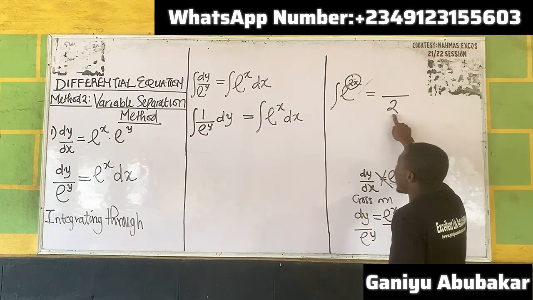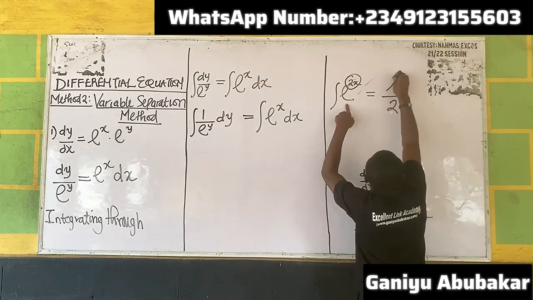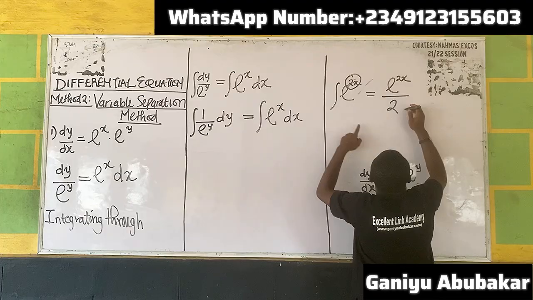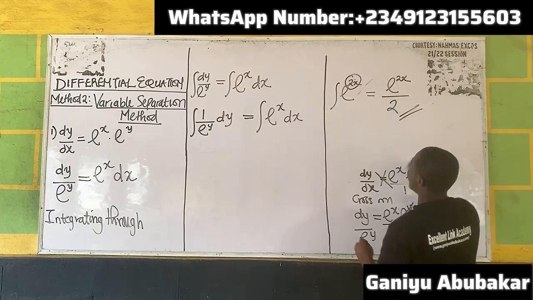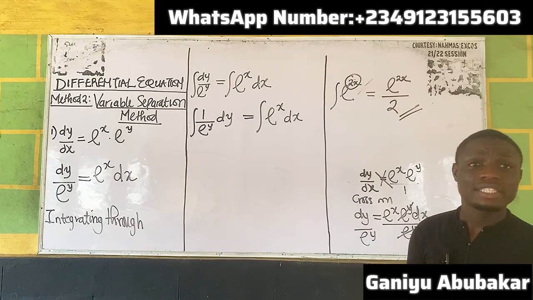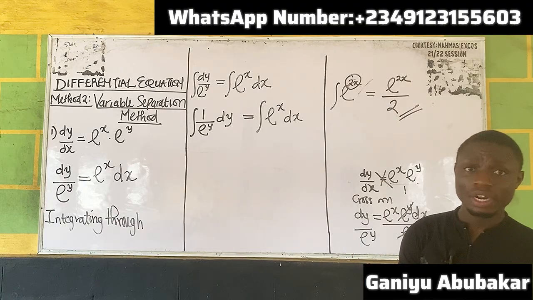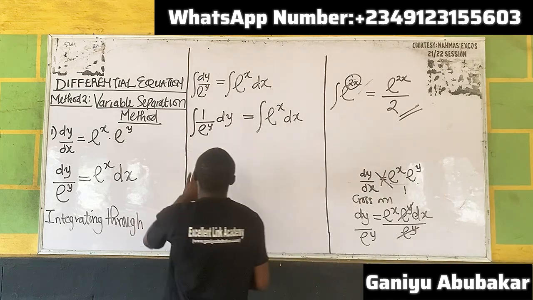Put the 2 as denominator. Now repeat the question. That's exponential 2x as numerator. That's all. That's the shortcut to it. This is how you integrate an exponential function. Right? So here's the idea, please.